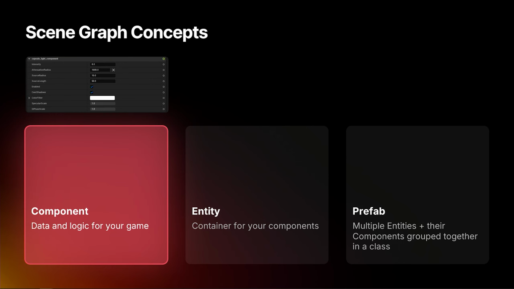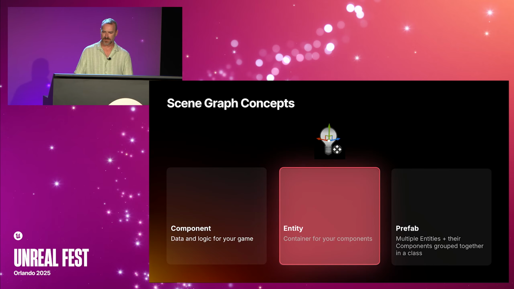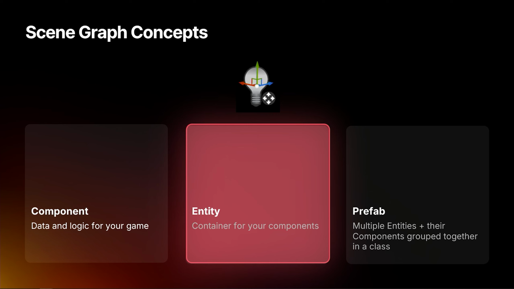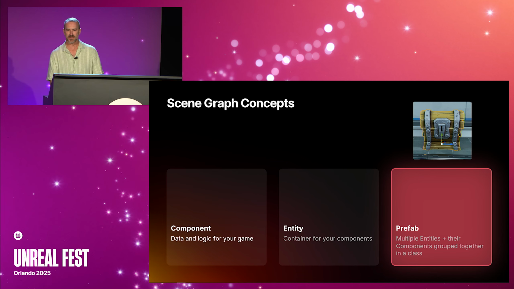So SceneGraph has 3 main concepts. Our first concept is the component. The component is the data and logic for your game. So think of transform, meshes, particles, sound. Those are all components that we can add to our entities. Entity is a container for your components. And then finally, prefabs are multiple entities and their components grouped together in a class.